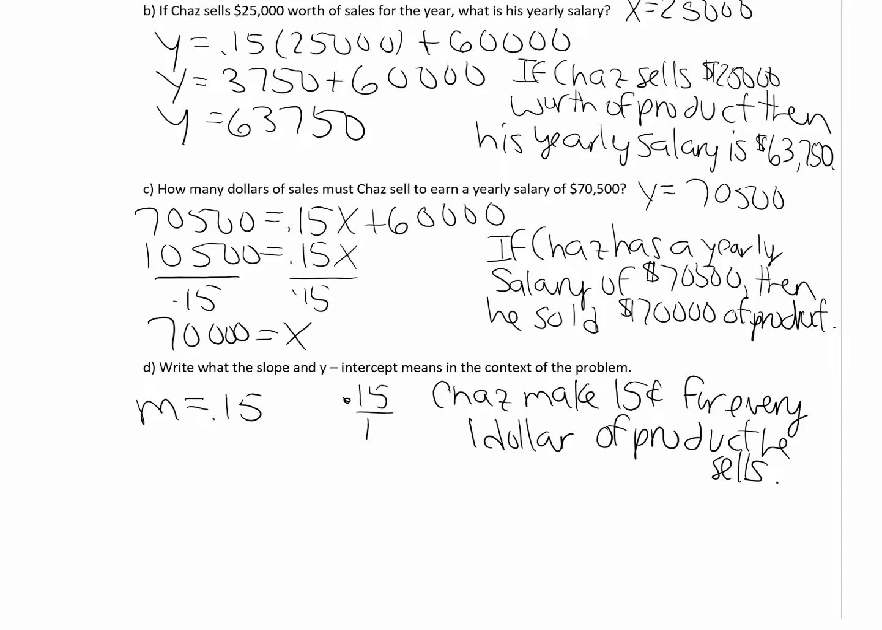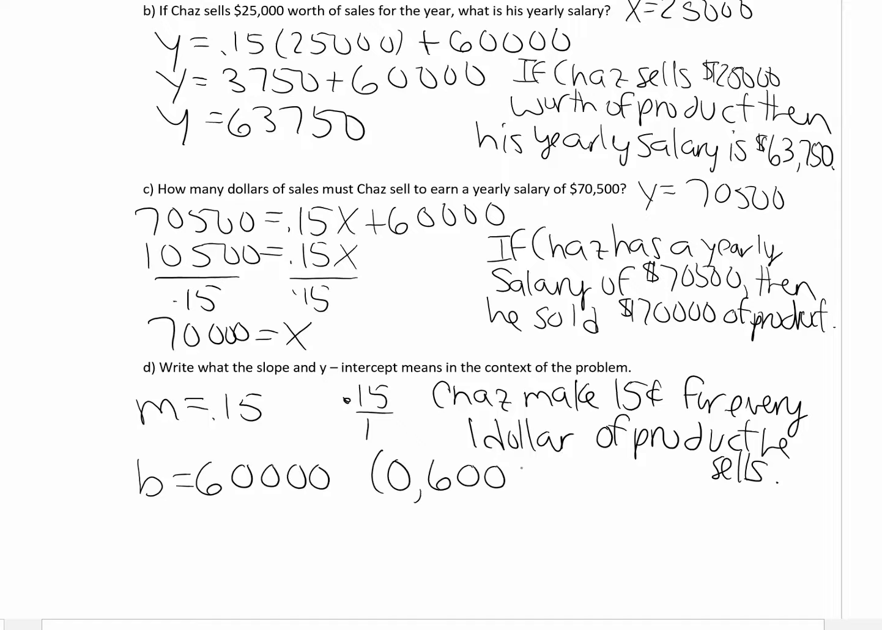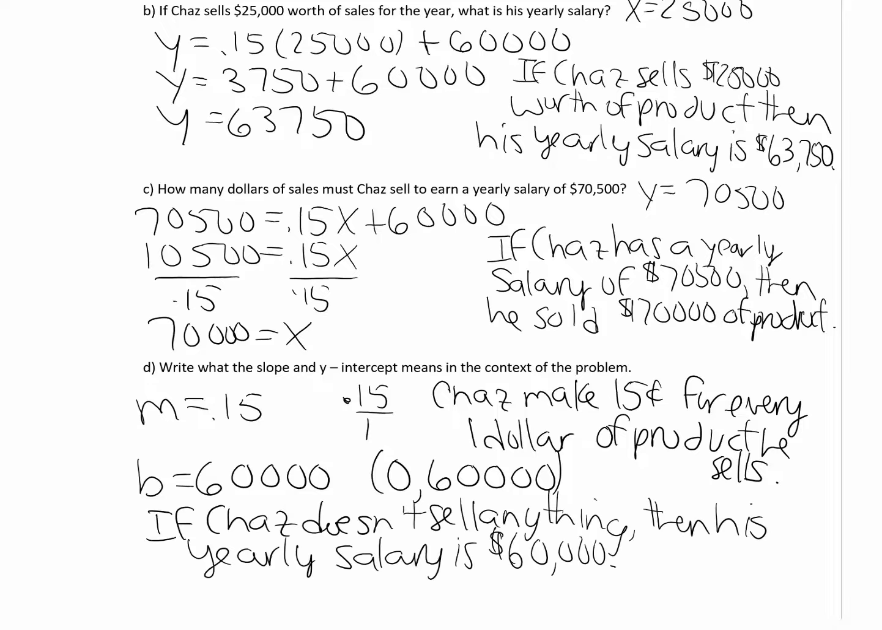Okay, what's the y-intercept? Well, the y-intercept is 60,000, and I can write that as an ordered pair, (0, 60,000). The 0 represents how much product he has sold, and the y represents the salary. So that means if he doesn't sell any product, his salary is going to be $60,000. So let's write that out. Okay, let's go to the next example then.